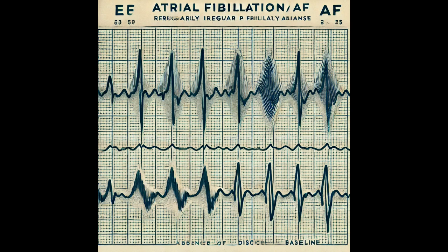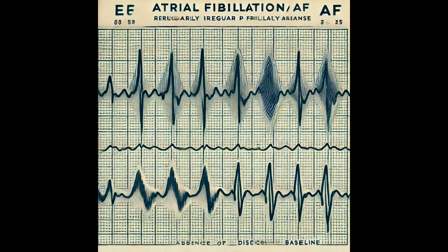Awesome. I always feel like I need a decoder ring for those ECGs sometimes. Yeah, they can be tricky. This lecture, though, it's not just about spotting AFib. It helps you actually get why the heart's going haywire electrically. Okay, so let's break it down first. What exactly is atrial fibrillation?